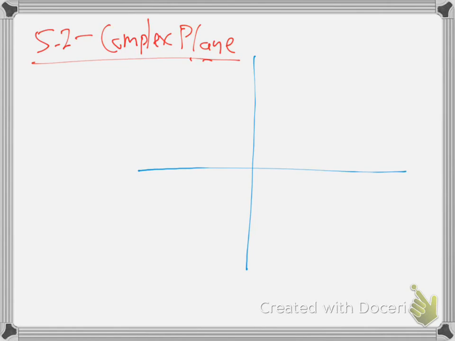Okay, so we're in 5.2. We're going to talk about the complex plane. So what we mean is we've been doing these complex numbers. A complex number has a real part and an imaginary part. And so what we want to do with this now is put these complex numbers on a made-up axis system, where we put the real numbers on the x-axis and the imaginary numbers on the y-axis. The x is the real and the y is the imaginary.